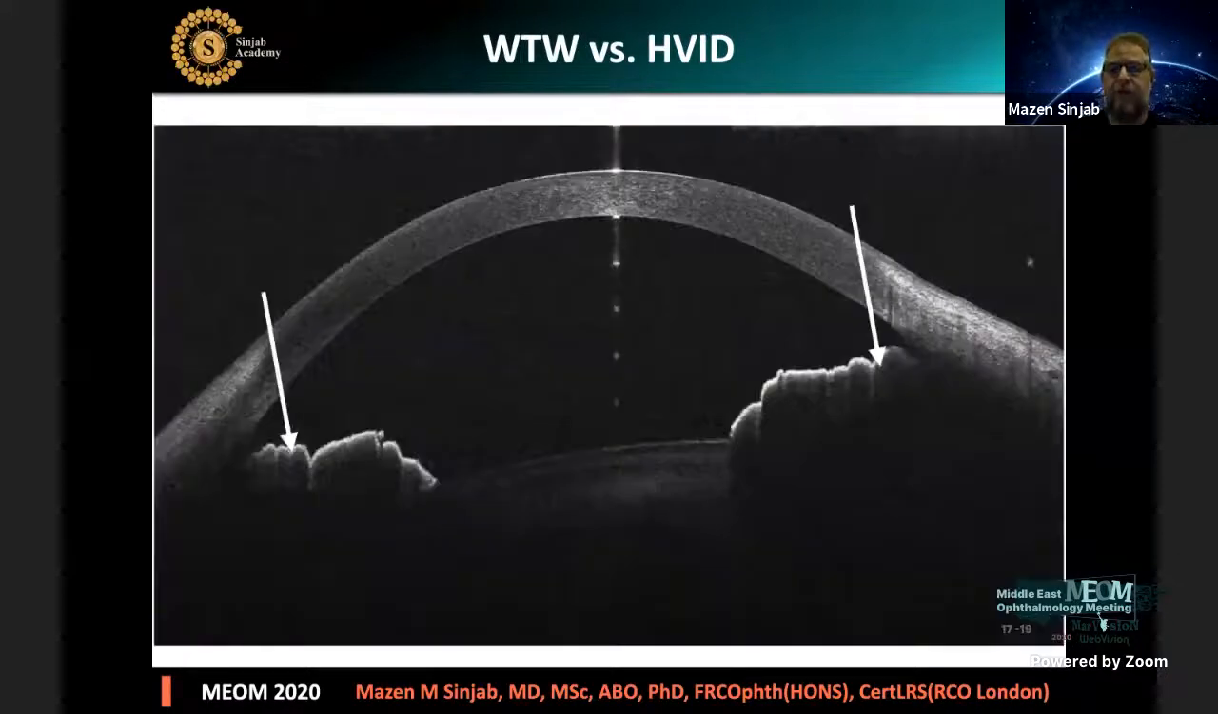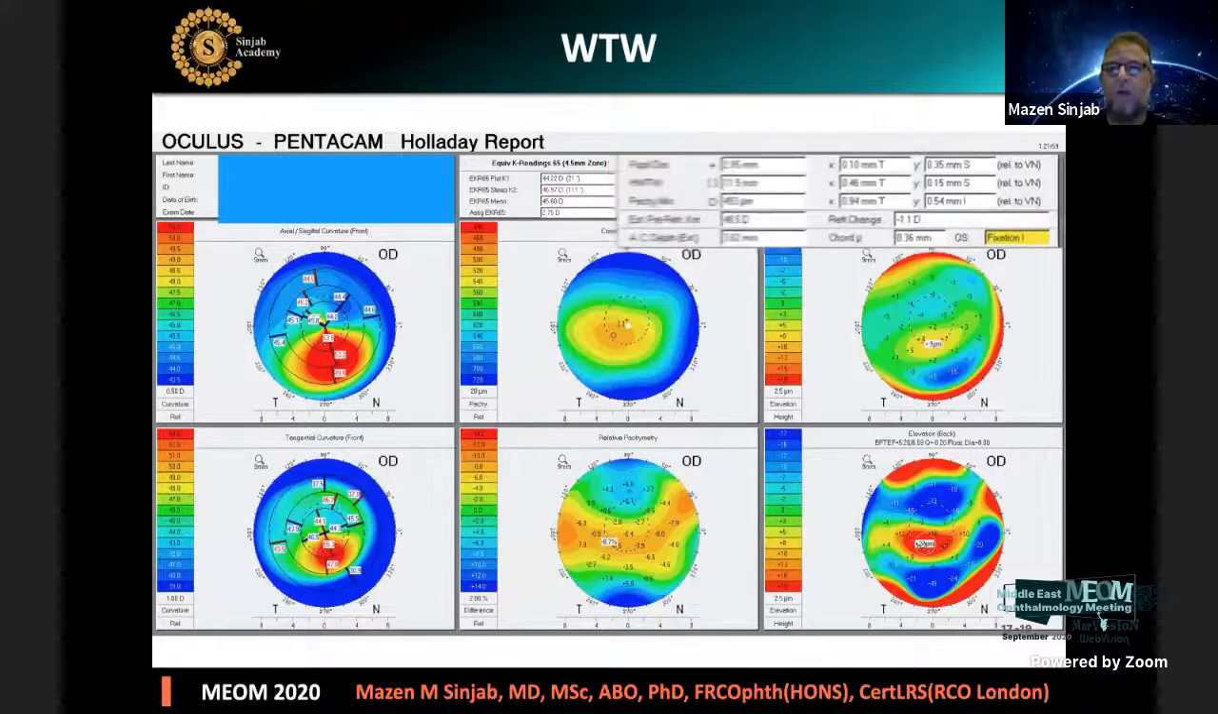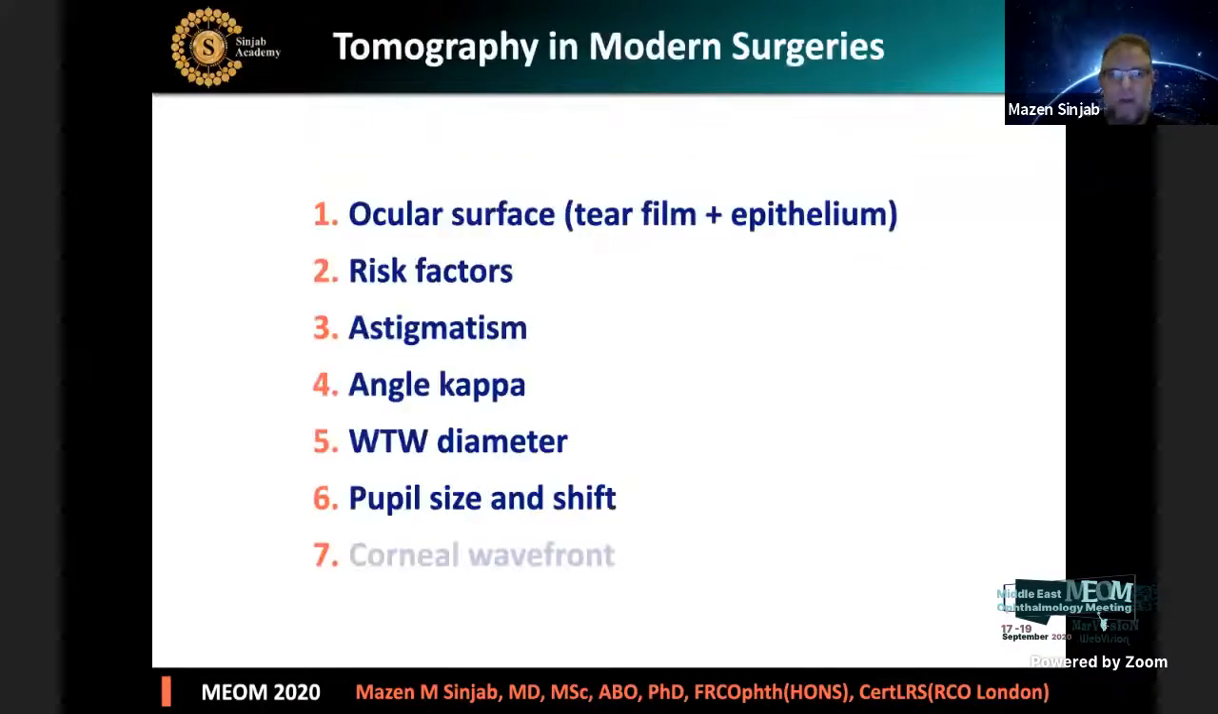Actually, there is a difference, because the horizontal visible iris diameter is the one that's visible through the limbus, but it is not the real white-to-white. So we have to take this into consideration. White-to-white is given by the Pentacam as well. However, I always advise that it be taken by the optical devices rather than measuring it manually by the caliper or by corneal tomography.